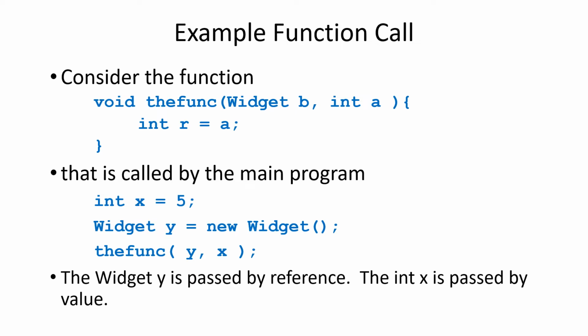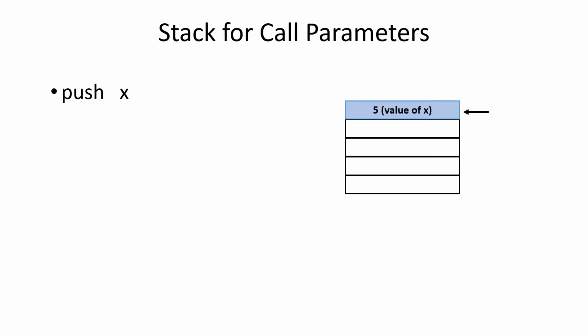Here's an example where we're going to call a function passing it a widget or a value by reference and a simple integer. The first value pushed on the stack is the second parameter. That way the first parameter will be on the top of the stack. In this example, we're using an Intel-like stack that grows downward.